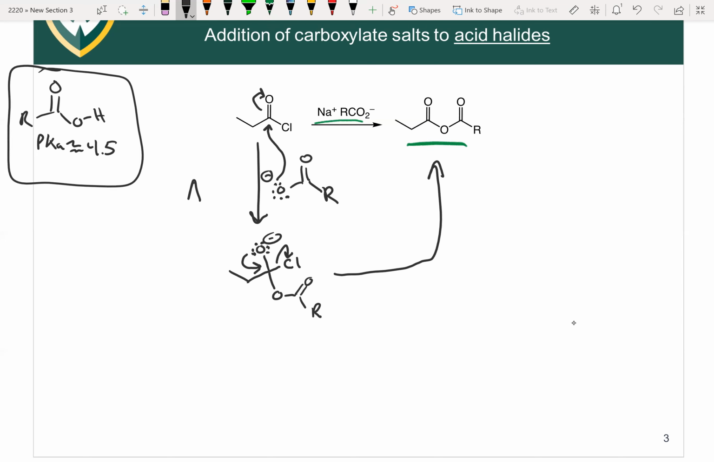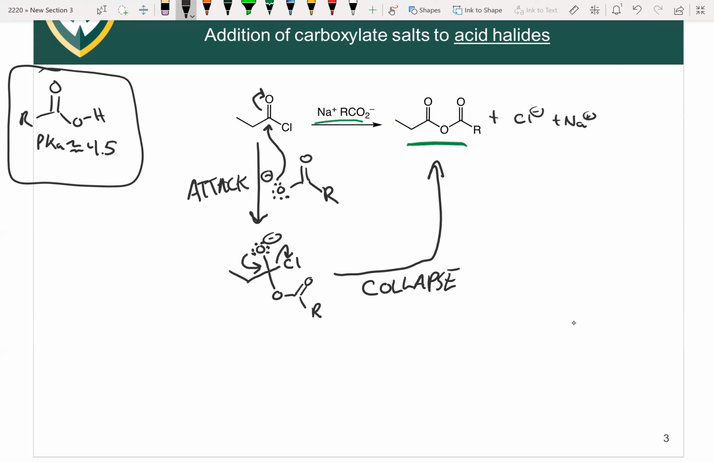We have the attack phase, and we have what I'll call the collapse phase, where our tetrahedral intermediate collapses to re-afford a carbonyl compound. And what we end up with here is plus Cl minus plus Na plus. Those are our two salts.